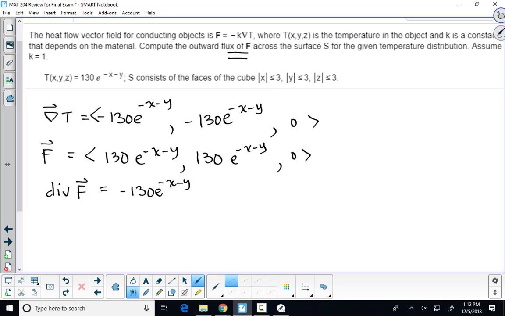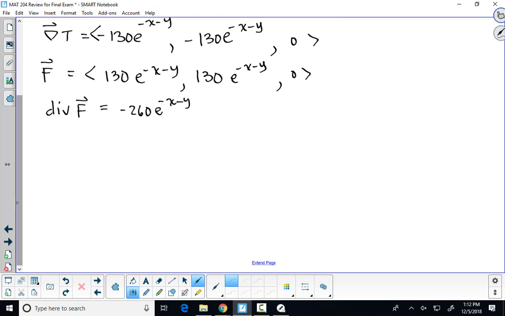Same. So we add those together and get, what would our coefficient then be? 260. So that will be our divergence. So then we're going to integrate that throughout the solid object. So we integrate this, and our solid object has limits -3 to 3 on all integrals.